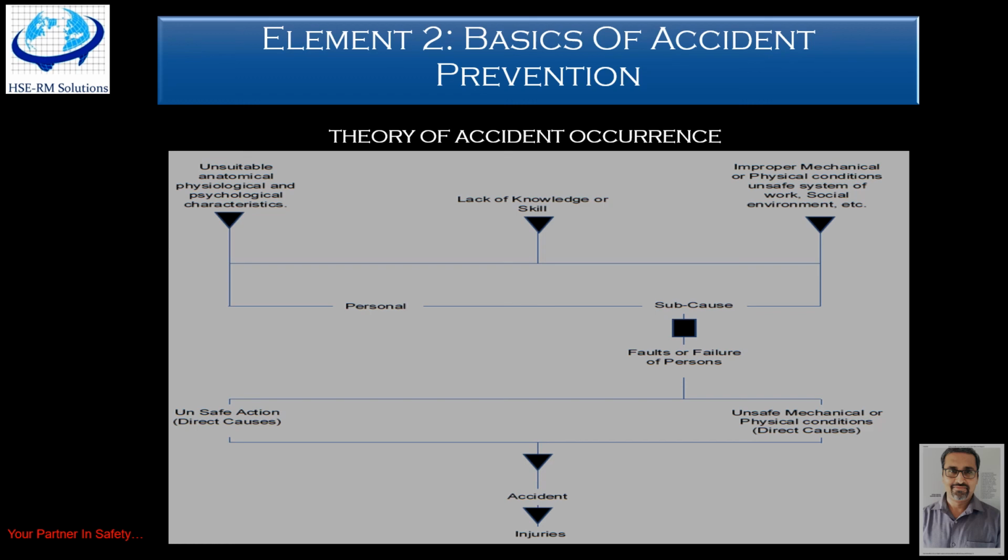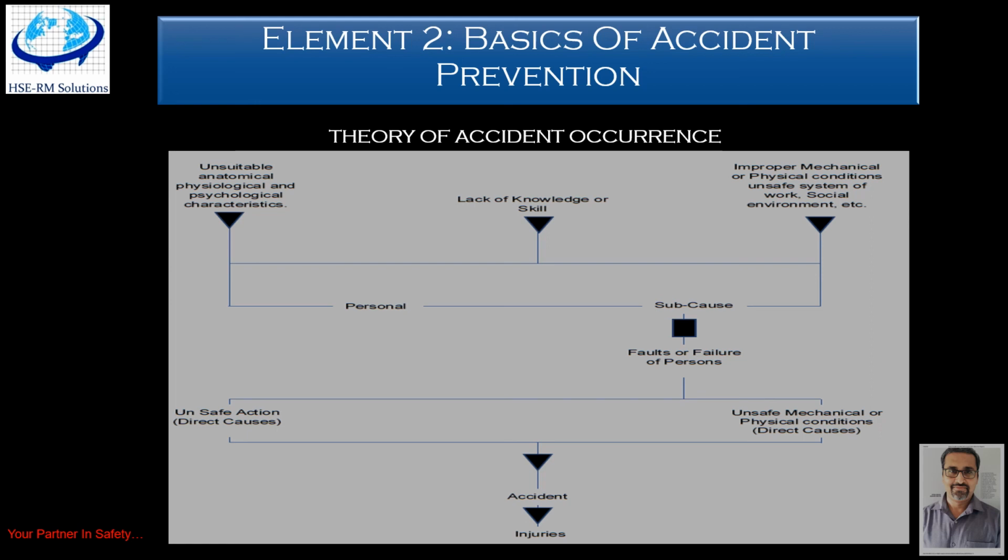Then lack of knowledge or skill is also part of personal reasons. Then improper mechanical and physical condition, or unsafe system of work, or social environment, also forms one part. So this is the sub cause. Now personal and sub causes lead to what? They lead to faults and failure of a person. If the equipment is not proper, then also the person's fault will be there, because ultimately a machine cannot maintain itself, right? So it is the person who has to maintain it.